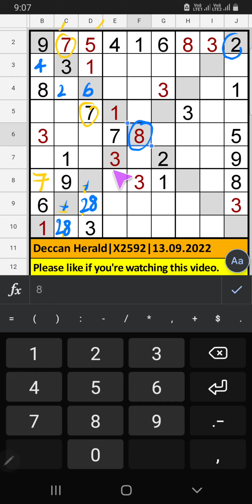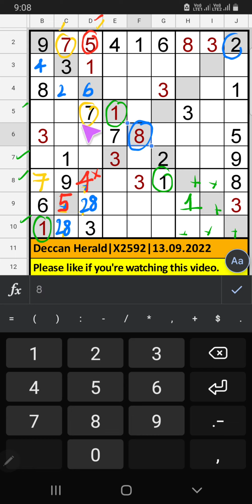Then in the 7th grid, 2 numbers are remaining, 4 and 5. Column D we have 5. So 5 can't come in this cell. 5 is confirmed here. Then 4 is here. In the 8th row and 10th row we have 1. In this diagonal also we have 1. So 1 can't come in these cells. Then 1 is confirmed here.